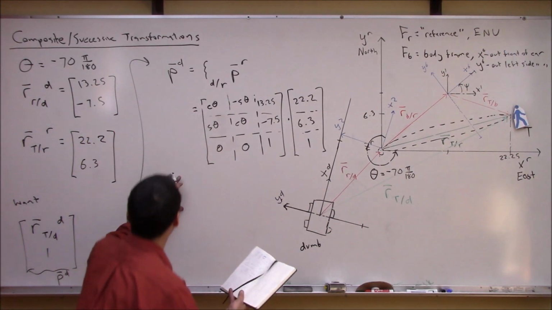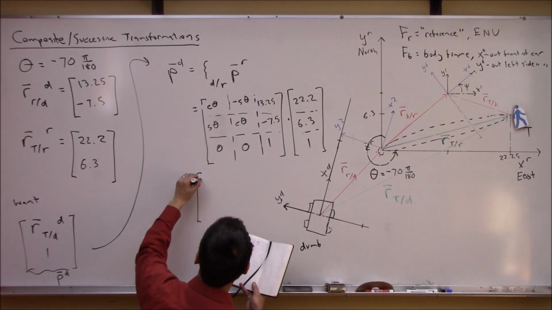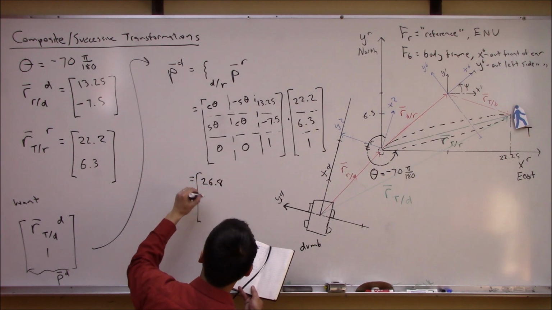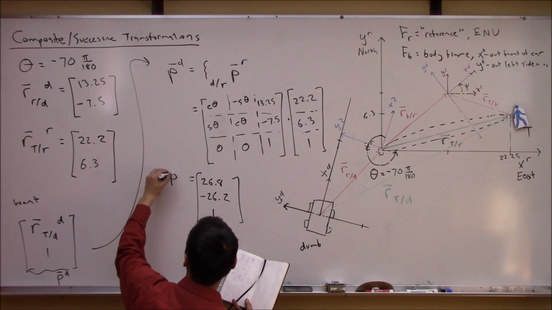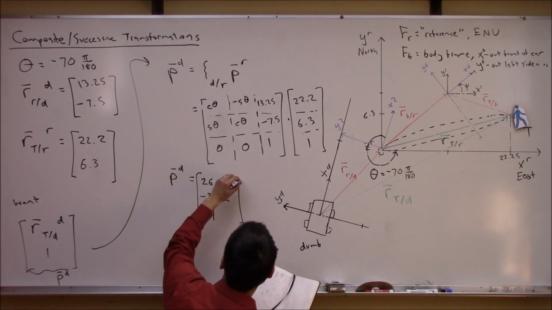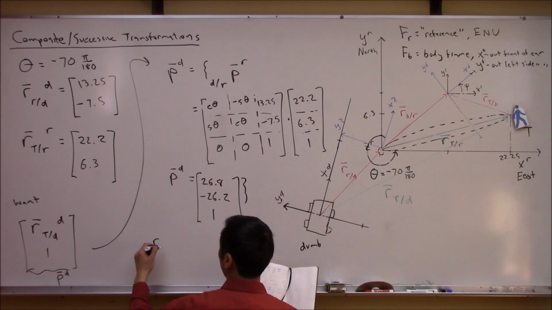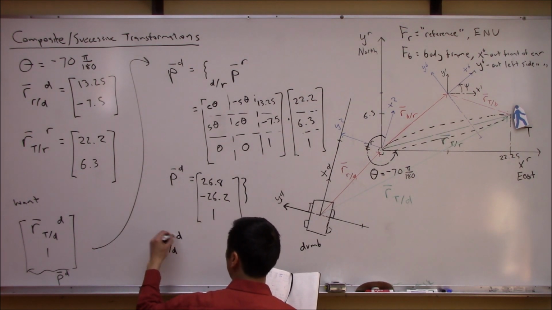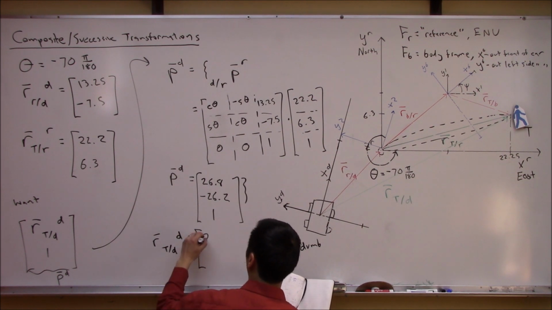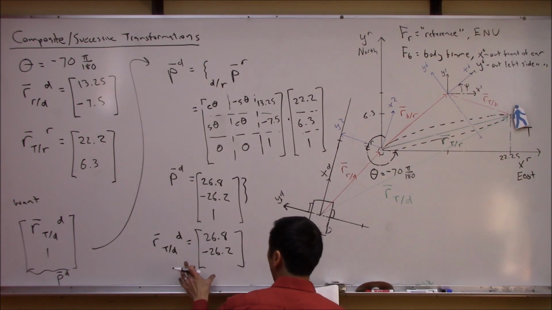All right, so we ended up here with the whole thing being about 26.8 and negative 26.2 and a 1. So this was the pose in the D frame. And again, what we care about here is these first two elements. These first two elements give us the position of the target with respect to the D, expressed in the D frame. So this is 26.8 and negative 26.2 inches in this case, okay? So again, this is what we got.